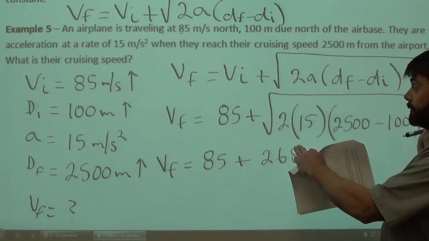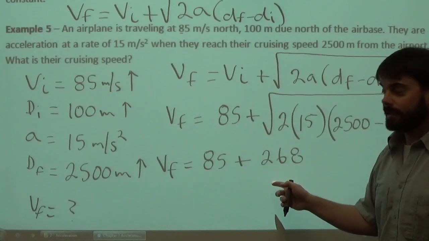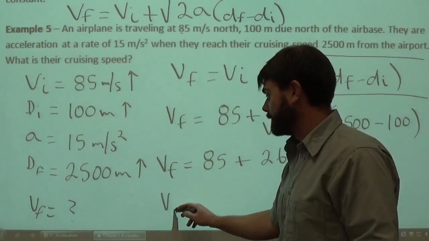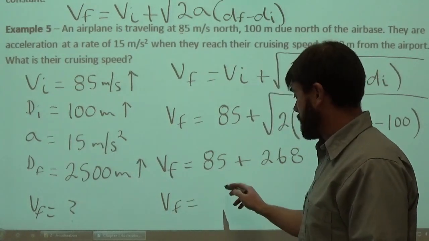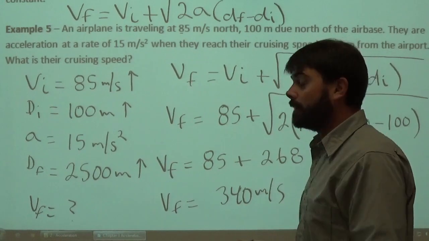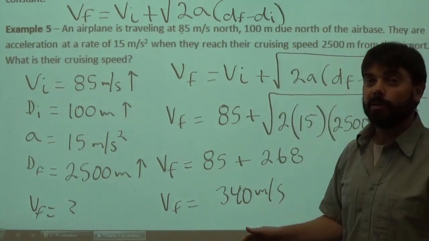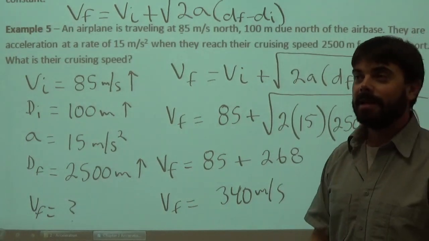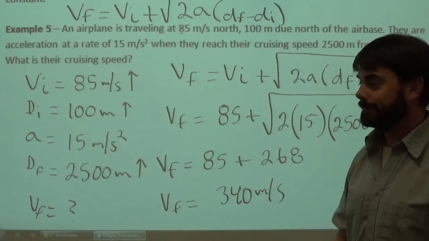So the sum under the square root, after you've square rooted it, gives us 268. You add that to the original 85, it gives you a final velocity of 340 meters per second, which is approximately the speed of sound. So this aircraft just reached Mach 1 approximately.